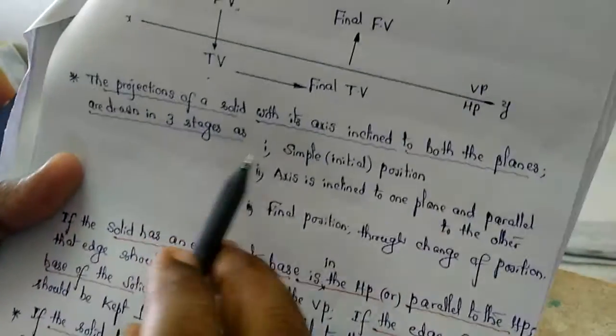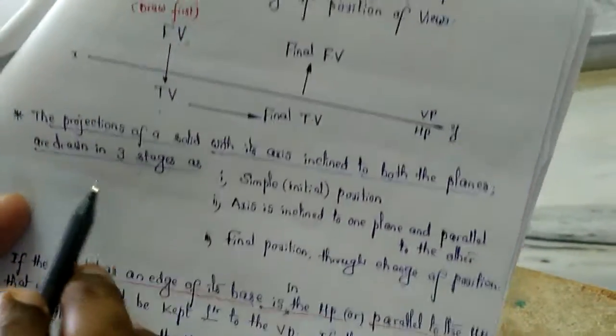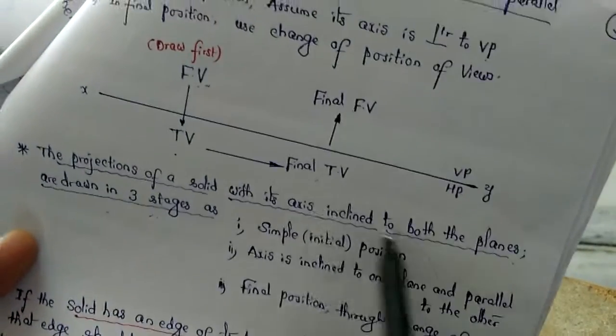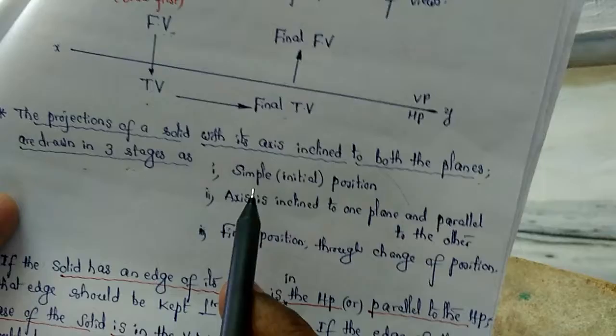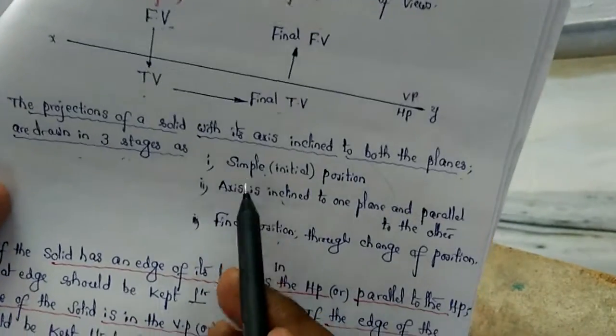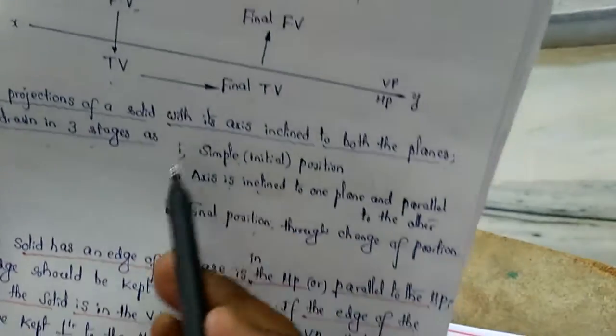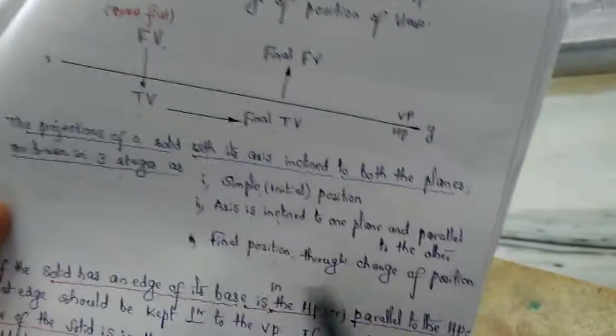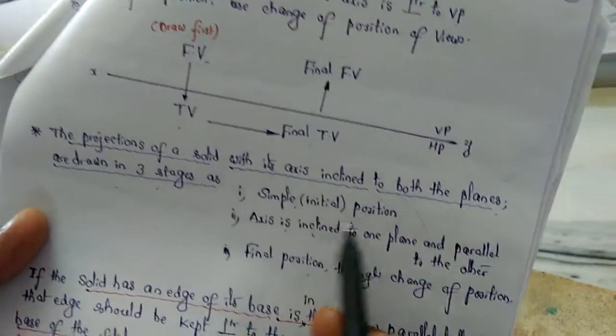When the position of the solid is inclined to both HP and VP, there are three stages. Why should we not consider this type of problem? Because with the simple stage, inclined stage and final inclined stage, nothing but 2 plus 2 plus 2, a total of 6 figures have to be drawn. It takes more time and occupies more space. That's why we should not consider this type of problem in the external examination.